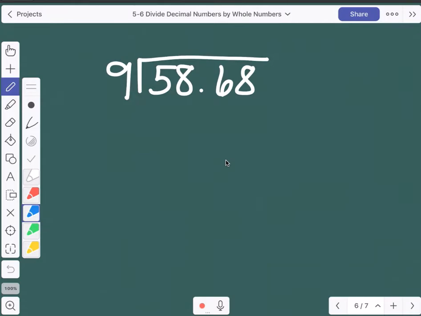Another practice problem. Perfect. I like to put my decimal up there straight away so I can't forget it's in the correct place value. And then I work with my whole number first. 9 goes into 58 6 times, and that is 54. I bring down that 6.